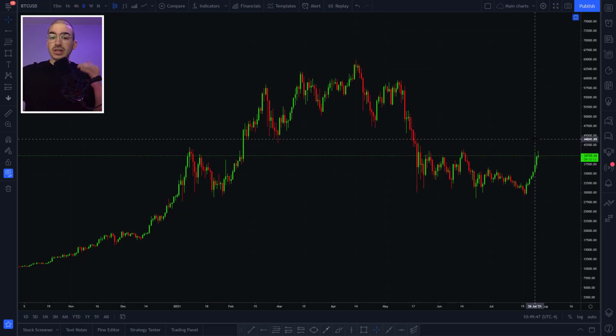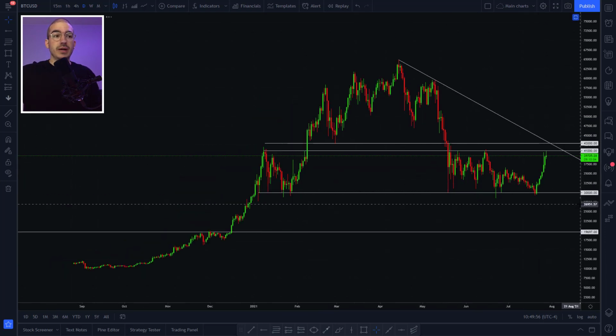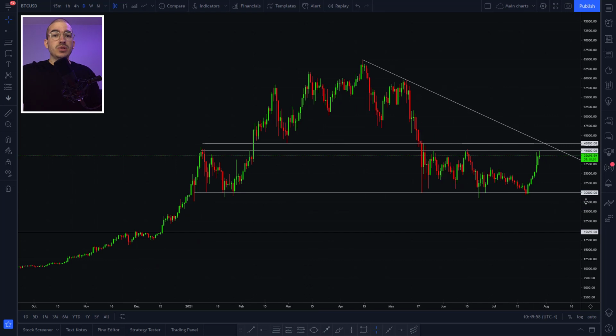So let me add a few technical layers. We will go one by one, and then we will see what we can do with all of this information. First of all, let me add a few technical tools. There we go. These are the tools that I have. As you guys can see, I have a few different levels marked on the chart.